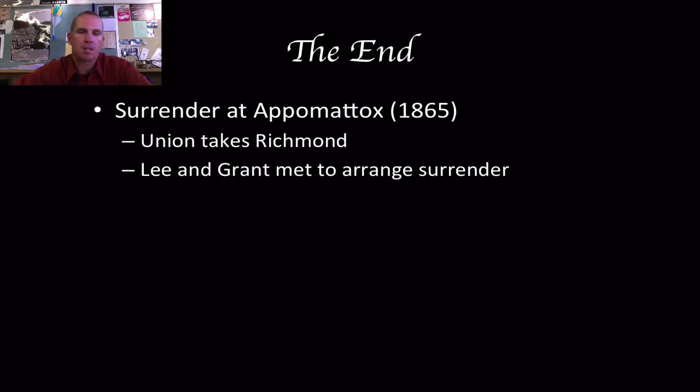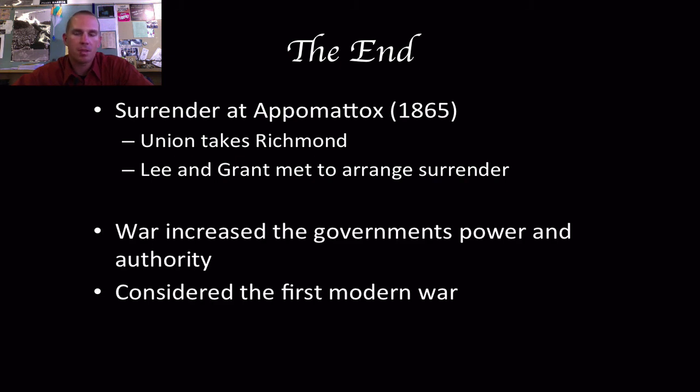Now, the end of the war itself, 1865, Robert E. Lee and Ulysses S. Grant are going to meet at the Appomattox Courthouse. The Union had taken the Confederate capital of Richmond at this point, and Lee is going to arrange that surrender. What the Appomattox surrender is going to do is show the compassion, at Lincoln's discretion, of the Union. Rather than destroy the Southerners at this point, they're going to allow them to go home with a little bit of dignity.